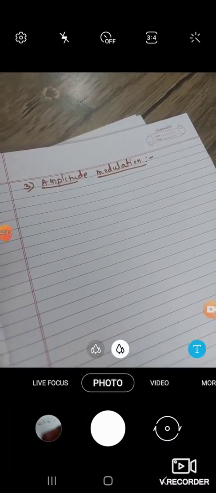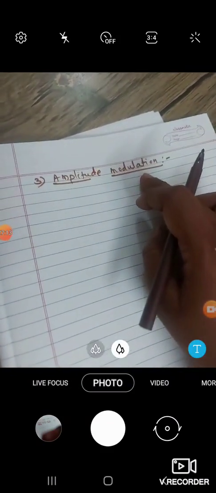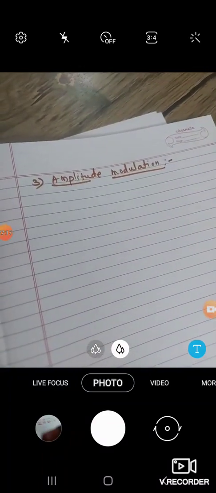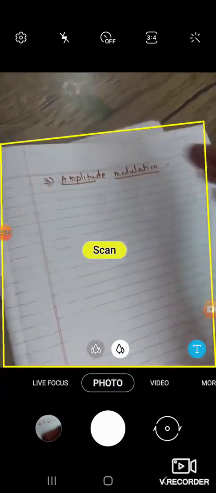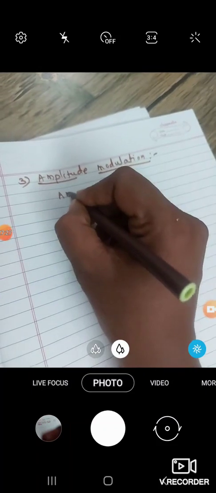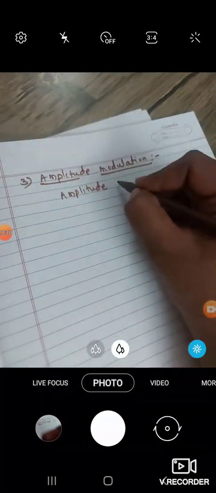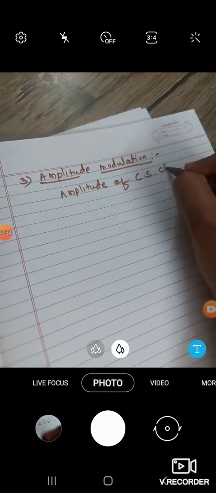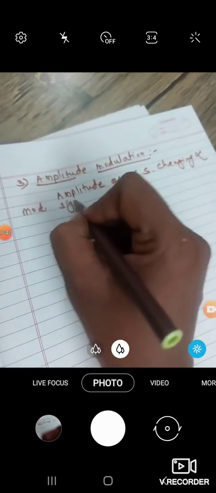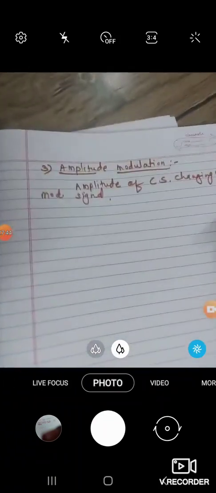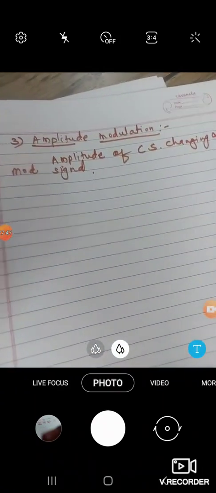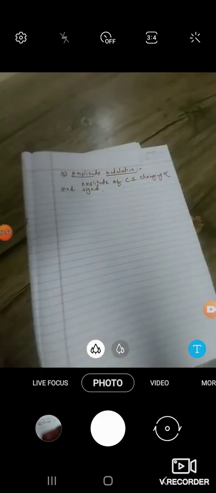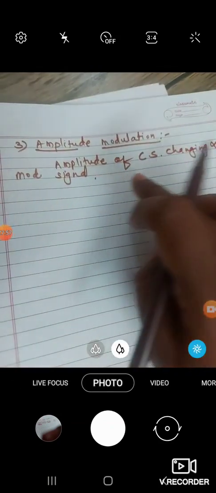So there are three conditions to draw the amplitude modulation signal: over modulation, under modulation and exact modulation. That we will see in the next lecture, but just consider that in amplitude modulation, what is the basic concept? The amplitude of the carrier signal is changing in proportion with the modulating signal. That is the concept of amplitude modulation.